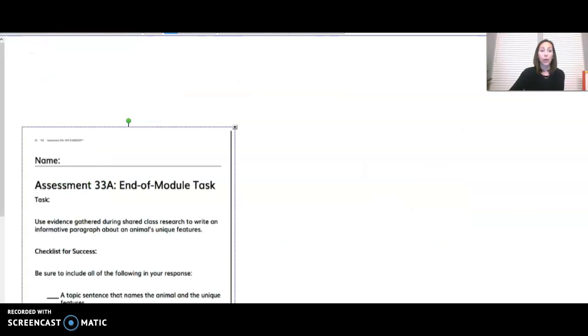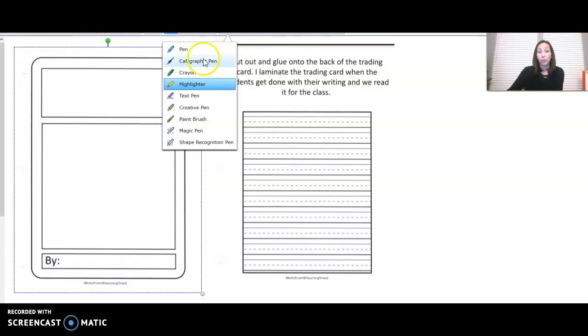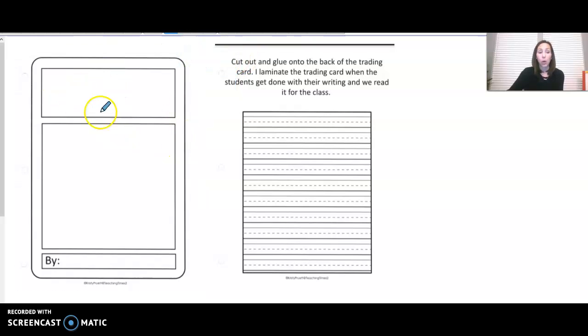So I would write that on this page. And you may need more than one page. So if you need to use the second page, that is totally fine. You can do your drawing and write your animal name, your drawing, your name. Then you'll write on these lines.